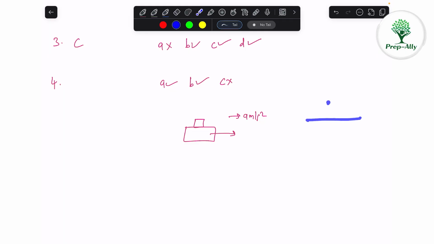The friction acting when there is no relative motion is static friction. For example, if you keep some block and apply some force and the block is not moving, the friction force is acting in backward direction to cancel out this external force. And that is static friction because the block is not moving relative to this surface. Let us check statement 4 now.